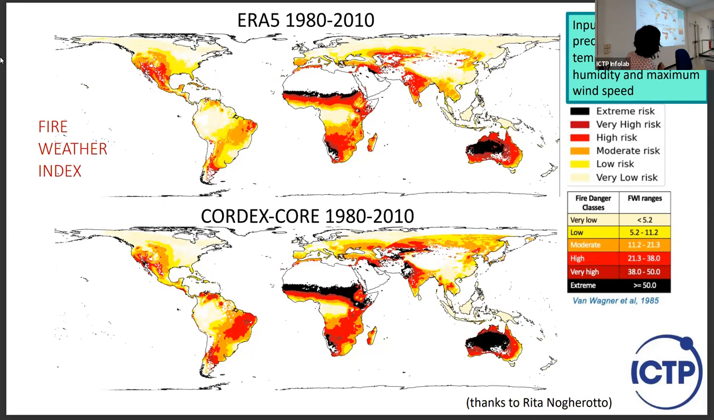The fire weather index is defined in terms of categories of fire danger that are described in this table. So we can go from very low risk to extreme risk.